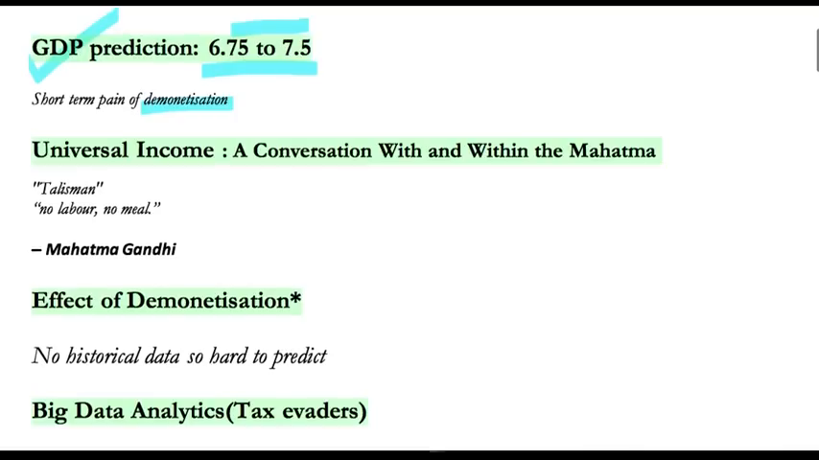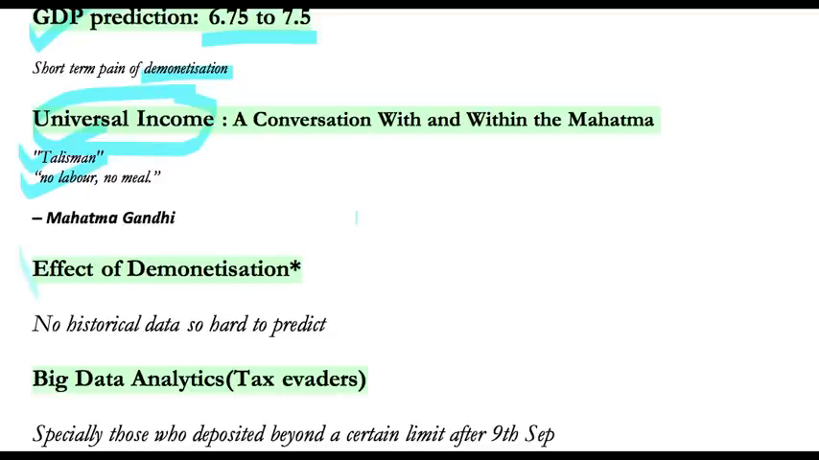Now, Universal Basic Income: a conversation with and within Mahatma. You might have known these two quotes of Mahatma Gandhi. The first one is the Talisman, which you might have read. The second one is where Mahatma says, no labor, no meal. In the first quote, he says that we should keep the poor as our aim and then make our policies. The second says at the same time that we should not give freebies to them. There should be some labor, and for that, they should be given the privileges. So it deals with the concept of universal income, that is, a certain sum of money should be given to the poor, but at the cost of labor.